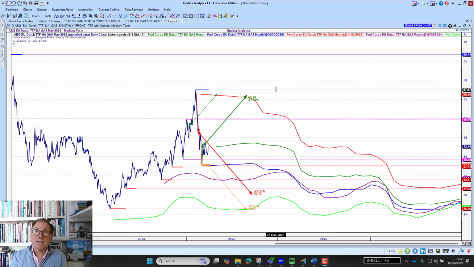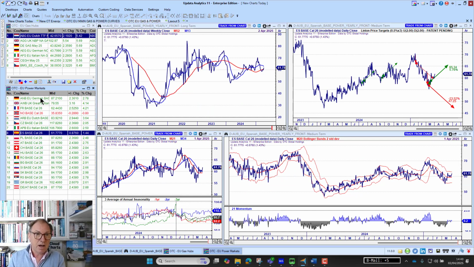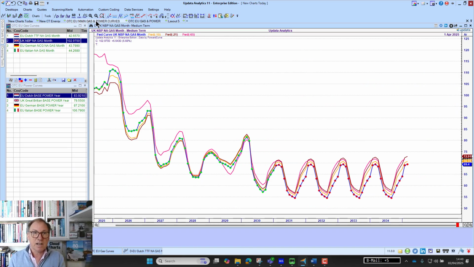Hi, my name is David Linton, and at Updata we recently announced the addition of European gas and power curves from OTC Global Holdings, and they now come as part of the Updata Enterprise package. So if you're an Updata Enterprise user, you now have these curves included in your system, and it's really powerful. We have curves covering every power and gas market in Europe. And these curves are part of your package.